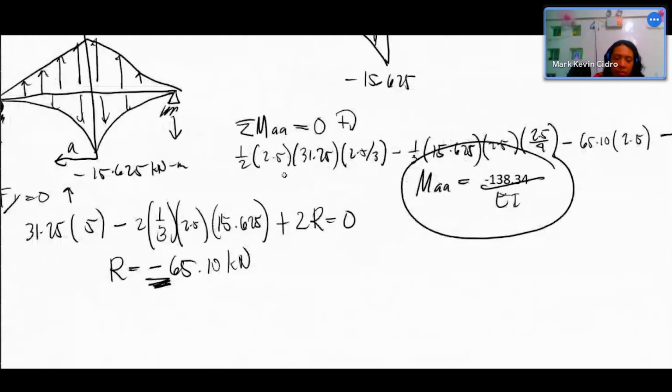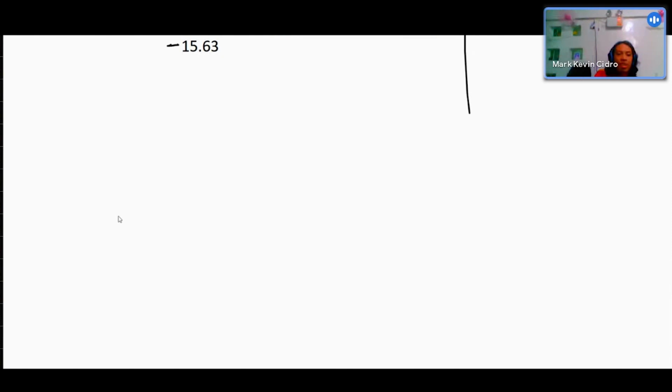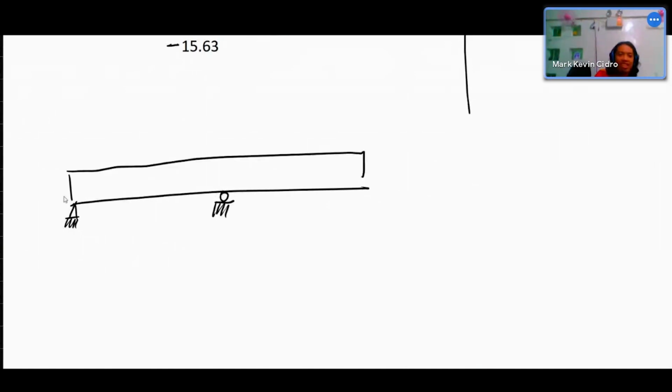This is interesting. Let's try another problem. We have 5 kilonewton per meter, this is 5 and this is 2 meters. My drawing is not drawn to scale, so please bear with me.